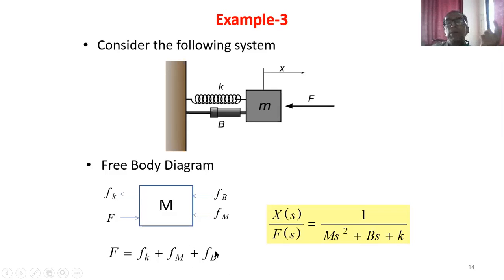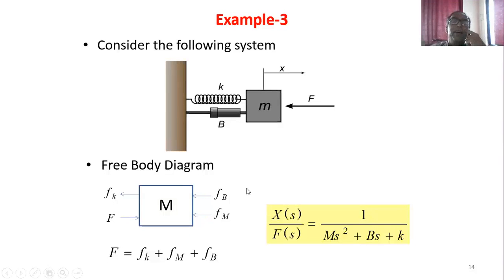And if I take the transfer function, that is the ratio of output X upon input F, X(s) upon F(s) will be equal to 1 upon ms square plus bs plus k. So this is the transfer function of this spring mass dashpot system. Friends, this is how we can write the differential equation of operation for any of the translational mechanical systems and arrive at the transfer function. We can write the differential equation of operation, convert it into Laplace domain, and find out the transfer function.